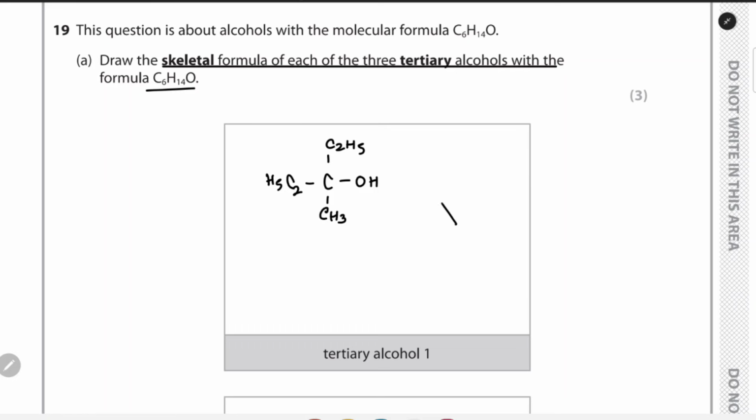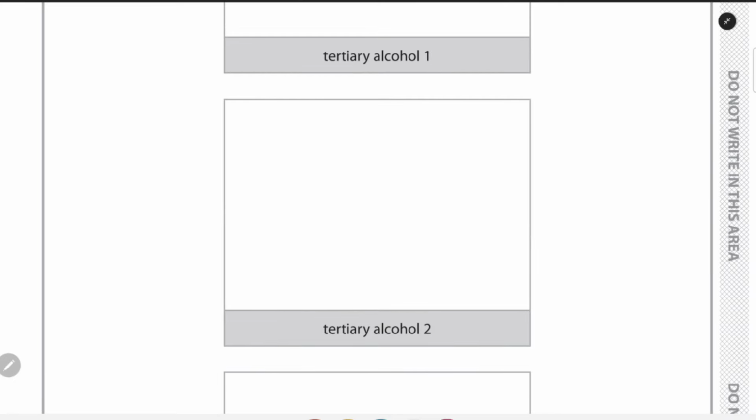The skeletal formula would be like this. We have a CH2 on this side, a CH2 on this side. So if I match them together, this is the central carbon. I have an OH attached to it, a CH3, a CH2, C2H5 over here, so CH2CH3, and another CH2CH3 over here, which will go like this. Again, another one will be like this.